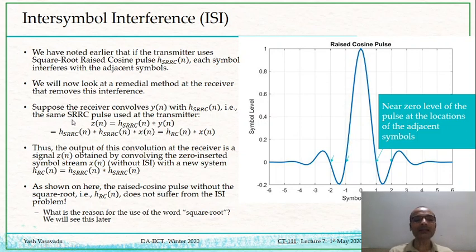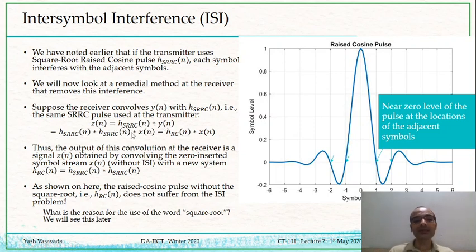And so toward that, let us consider the actual input to the receiver, which is the output of the transmitter, and here I am assuming that the channel does not introduce any noise whatsoever. So this y of n directly goes to the receiver. Suppose the receiver again sends this y of n through the same system with h SRRC and gets z of n, which is h SRRC convolved with y of n.